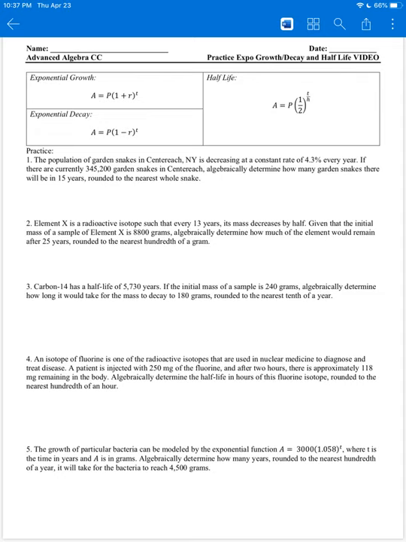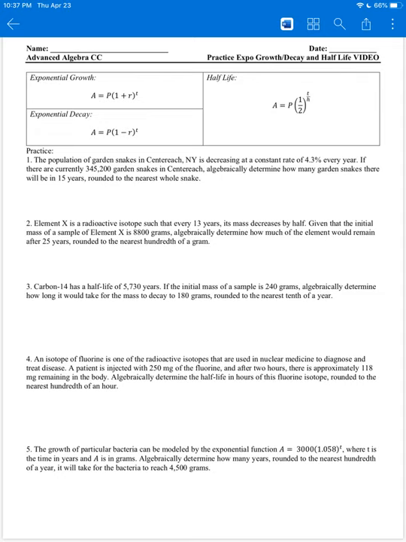Okay, so on the top of this worksheet, I wrote down the exponential growth formula, the exponential decay formula. Again, those are pretty much the same formulas, except when it's a growth, you have plus R, and when it's a decay, you have minus R. And then we have the half-life formula as well. Okay, so you have in your notes what all of those variables mean.